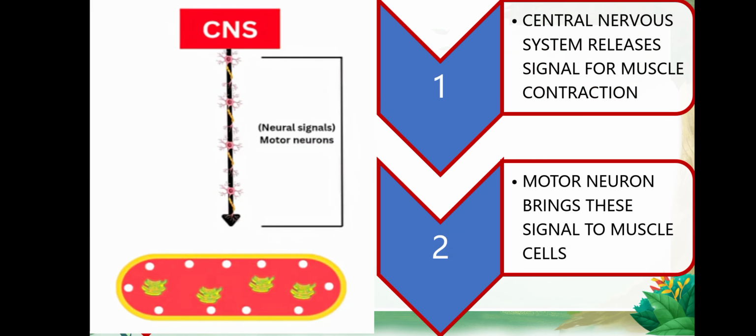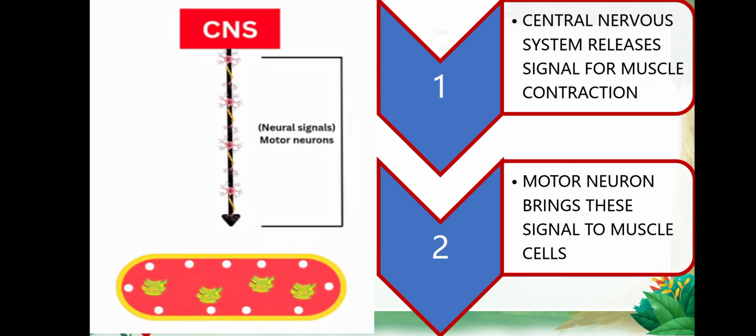Okay, before starting, we will just see how skeletal muscle contraction takes place, and what are the substances, what are the chemicals that are involved, to make the solution detailed and useful. Okay, the central nervous system, say for example you want to go for a walk. So the central nervous system releases a signal for muscle contraction, isn't it?